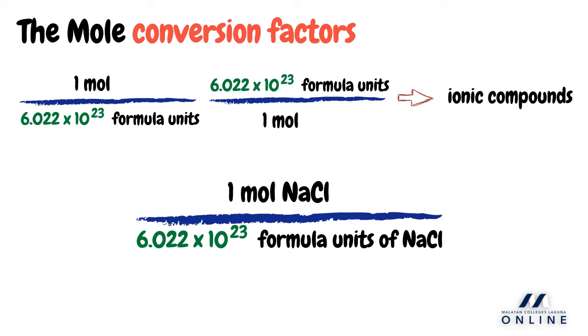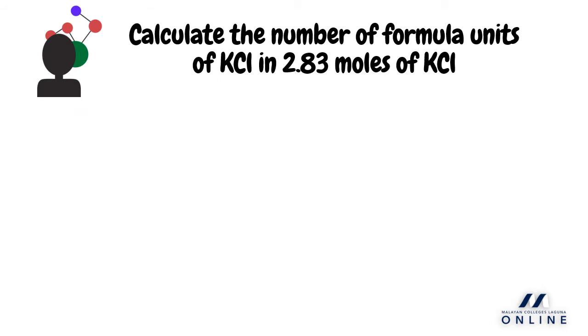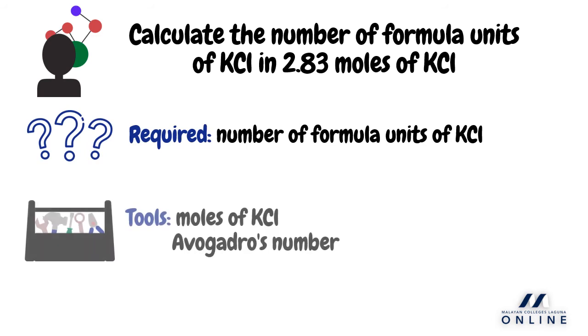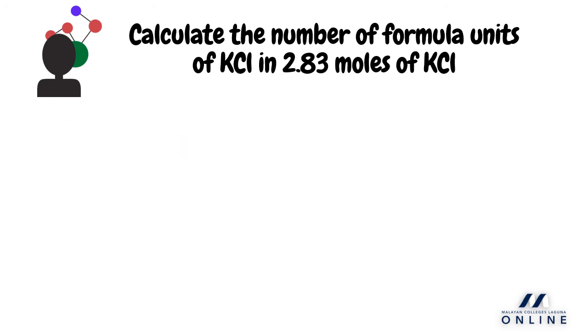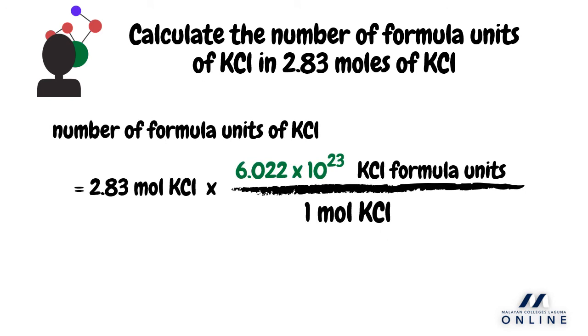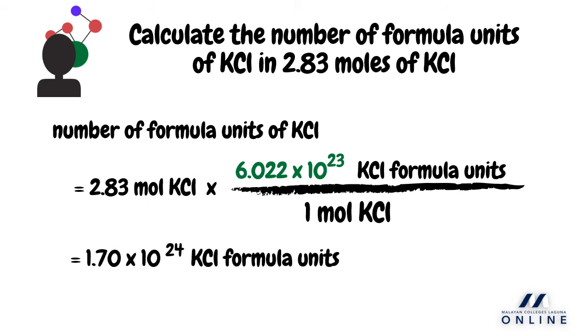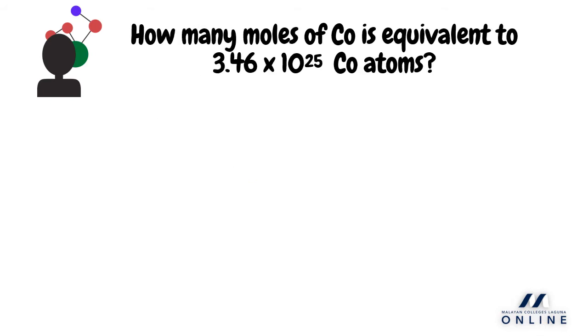Let us try to use these conversion factors in some examples. In this problem, we need to calculate the number of formula units of KCl given the moles of KCl. We just need to use a conversion factor to cancel out the unit of mole KCl and come up with the unit formula units of KCl. Thus, we have 1.70 times 10 to the positive 24 KCl formula units. In this next problem, we need to calculate the moles of cobalt given the number of cobalt atoms.